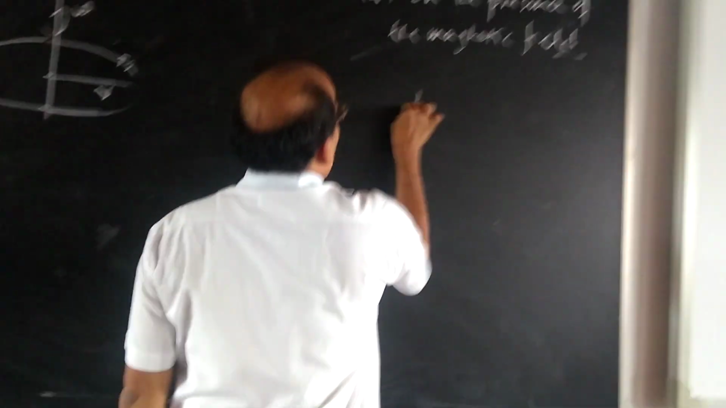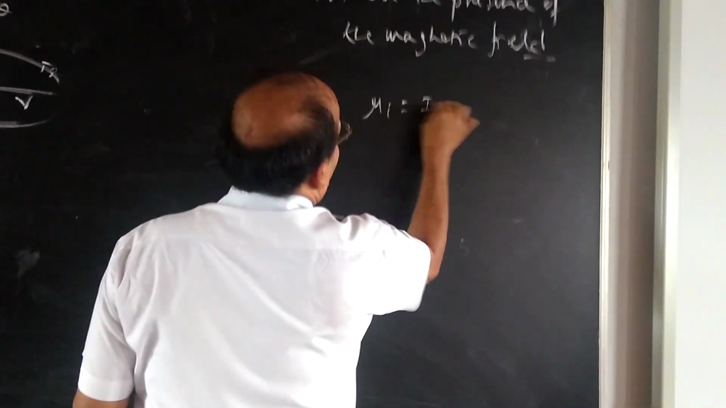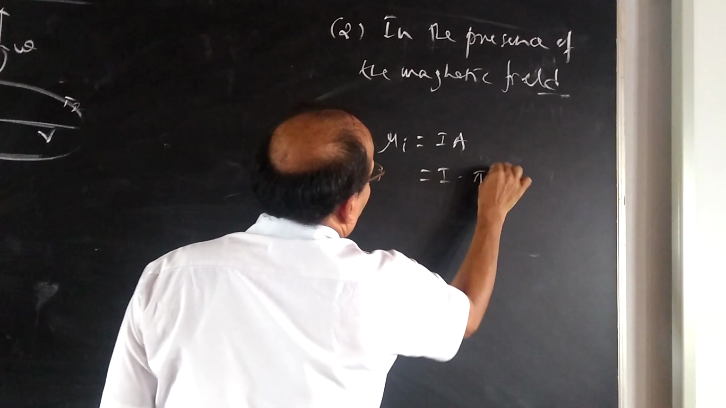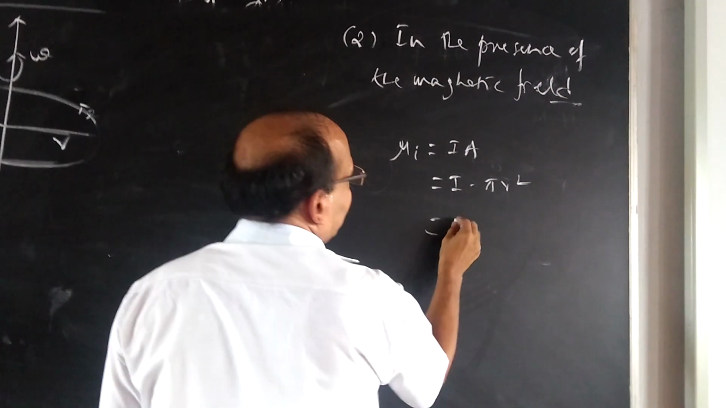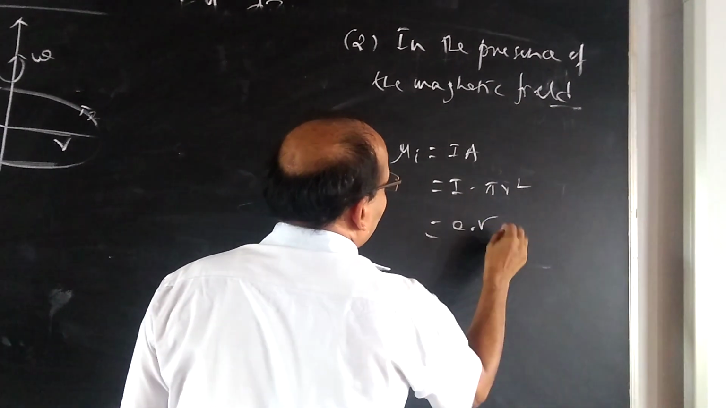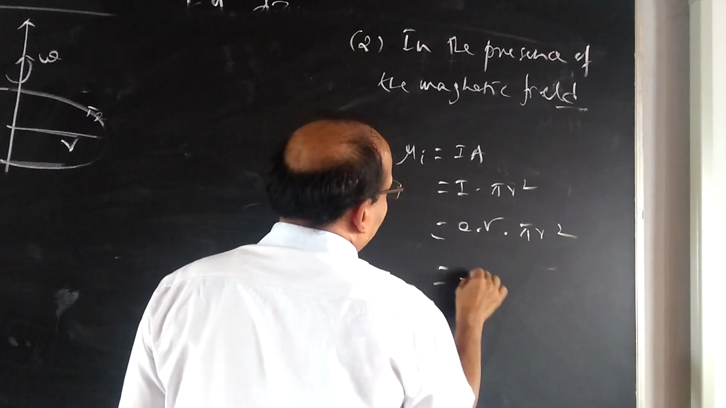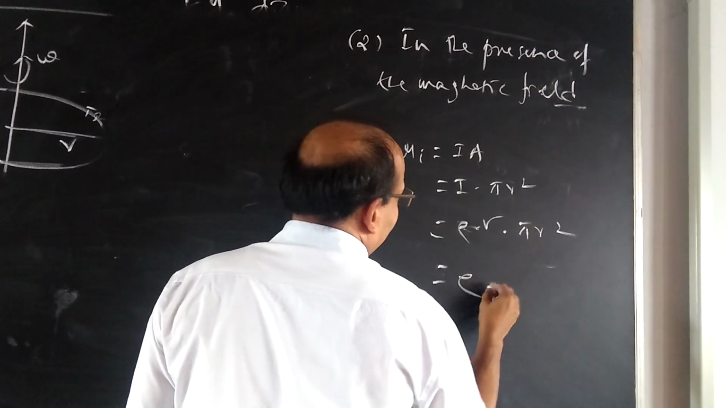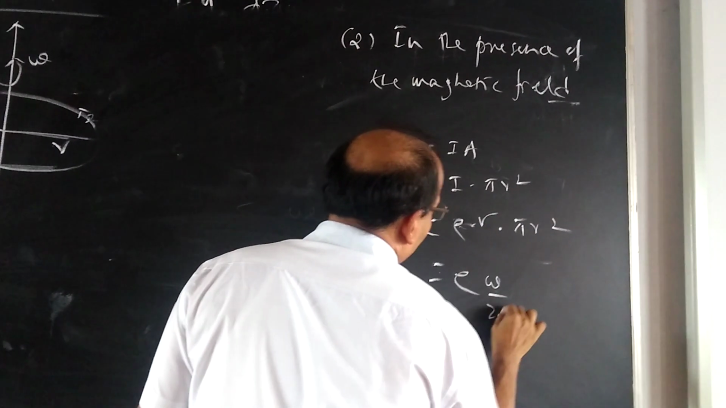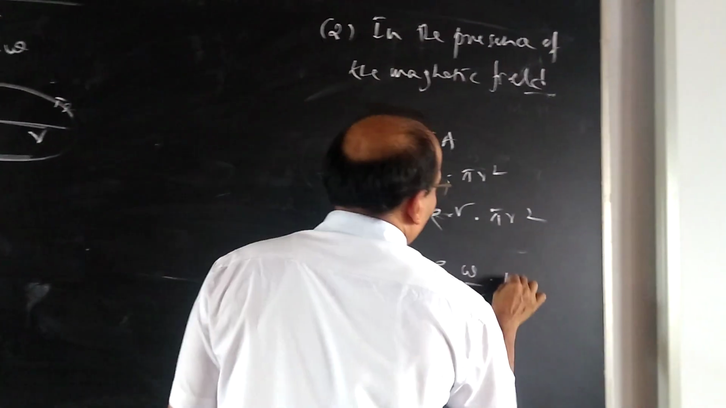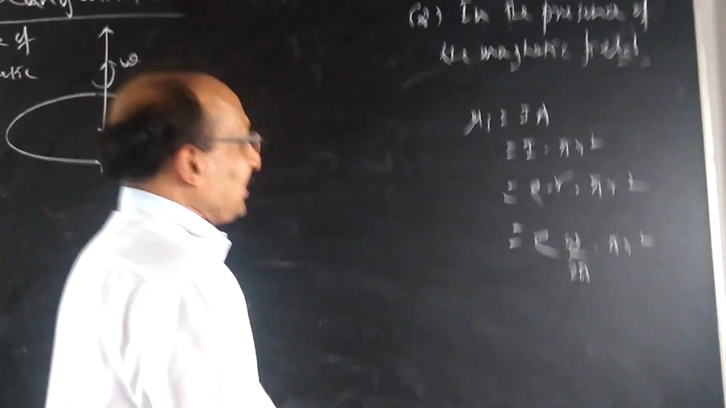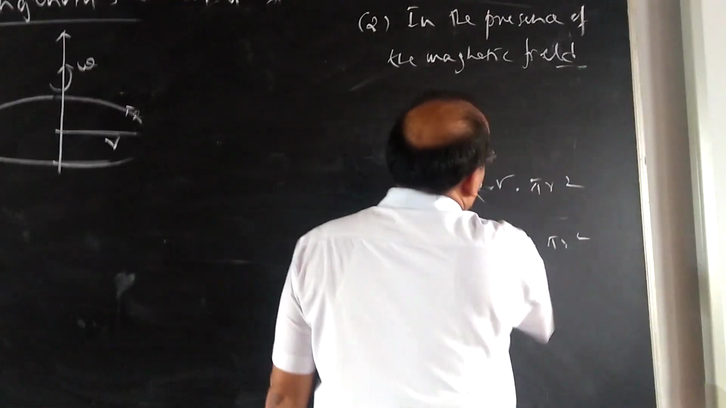Because you know that the dipole moment mu is nothing but I into A, where A is pi r square. I is nothing but e into the frequency nu, into pi r square. Here e is the charge, and nu is nothing but omega upon 2 pi. So into pi r square. So by this analogy we can take the particular quantity. Okay, so let us work this out.